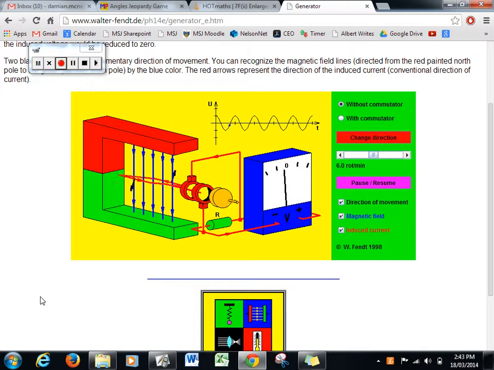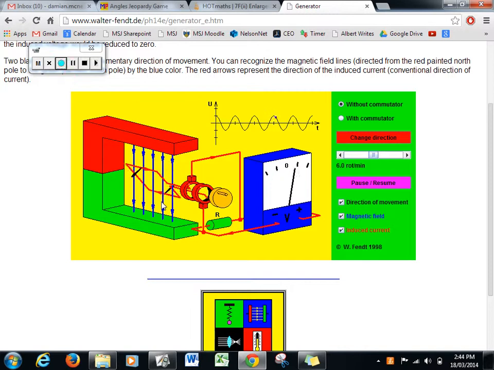Okay? As the coil turns, sometimes it's fully letting all the lines of force go through, all the field lines go straight through it, and at some stage the coil goes with the field lines like now, and therefore no field lines go through it. As it turns, it cuts those field lines and generates electricity.